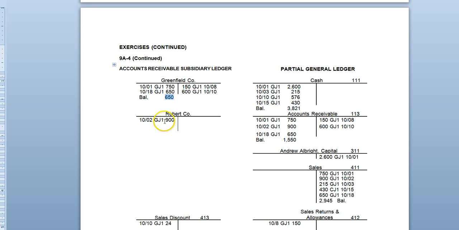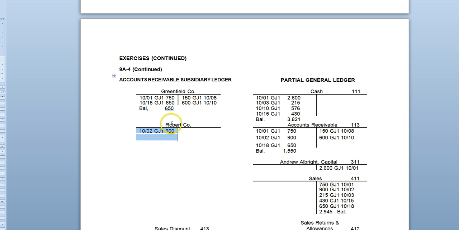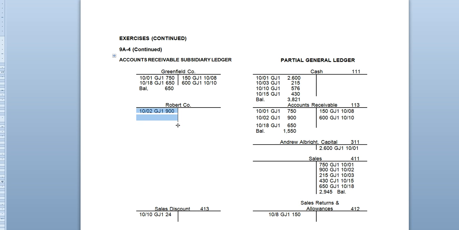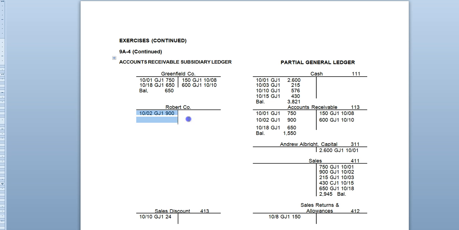Robert is still hanging with the $900. Okay, he never paid us. We never granted him. He never paid us, so there's no cash receipt, and there are no reductions in his account from returns or allowances. So at the end of the day here, our cash account is going to reflect the journal entries.